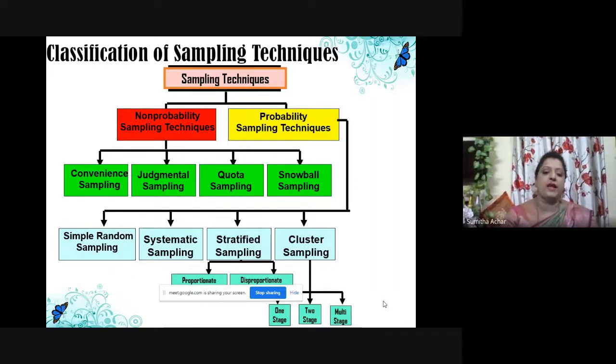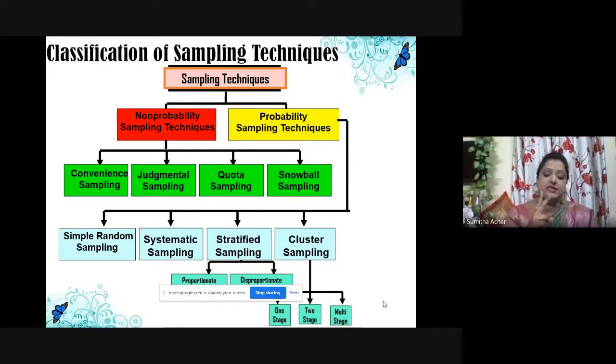Again, just to recall the differences between probability and non-probability sampling techniques. In probability sampling, every individual had an equal chance of being selected in a group. In non-probability sampling, every individual may not have an equal chance of getting into the group. It all depends on the researcher's decision, right?